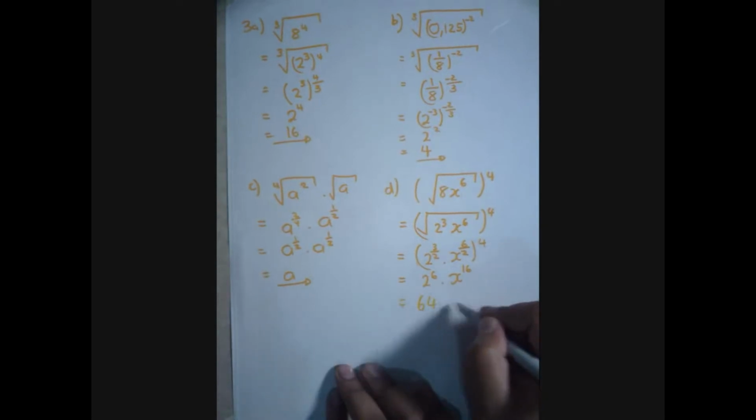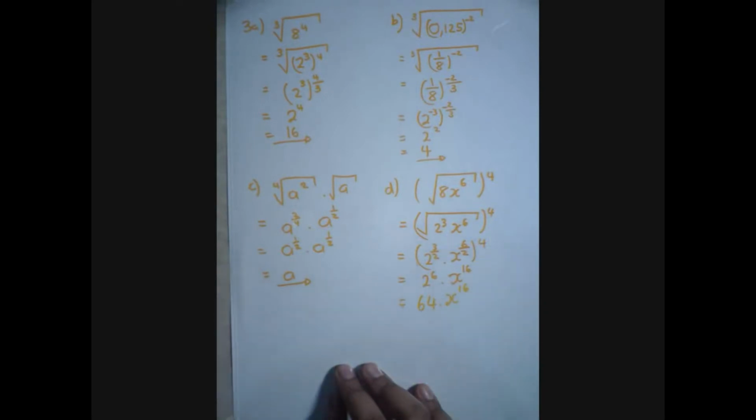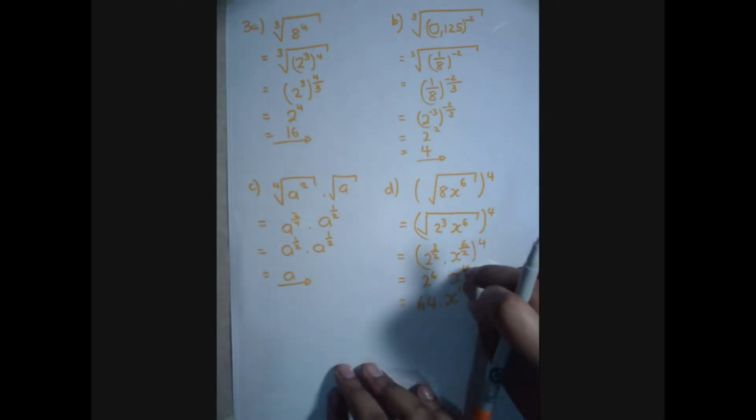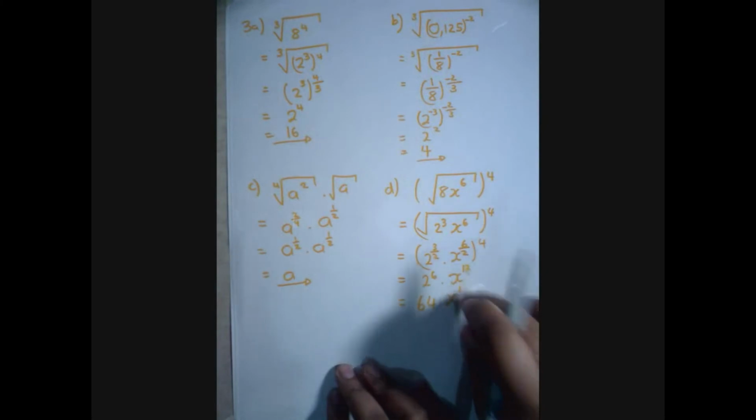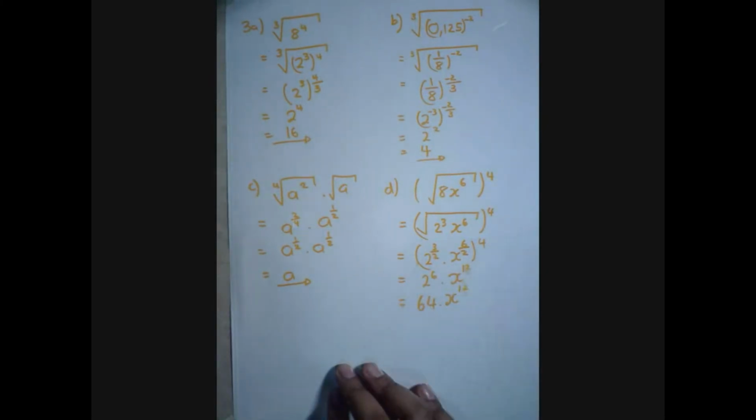64, and this is x to the power of 16. Right, so if I had to do that, 6 times 4, I meant 6 times 4 is not 32. 6 times 4 is 24. So 24 divided by 2 is 12. You see, that's why I was singing. I was trying to remember what I wrote. So my final answer is 64x to the power of 12.